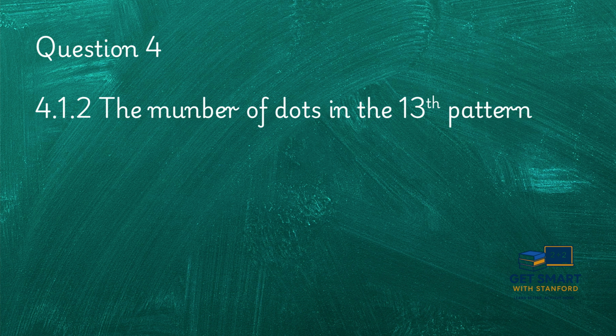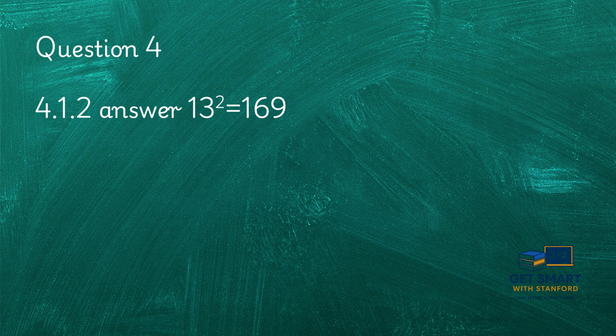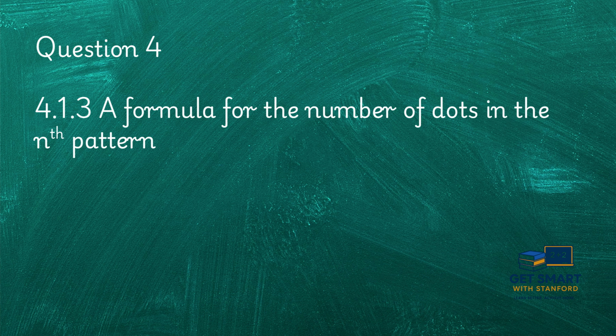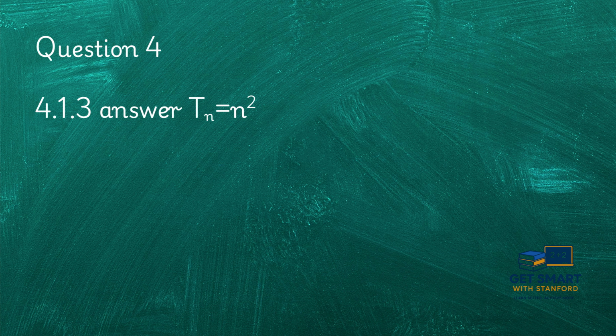4.1.2, here we will continue to raise 13 to exponent 2. Therefore, 13 squared equals 169. So the 13th term equals 169. We go to 4.1.3. For the formula for the number of dots in the nth pattern, we simply say Tn equals n squared, since each term is raised to the exponent 2.